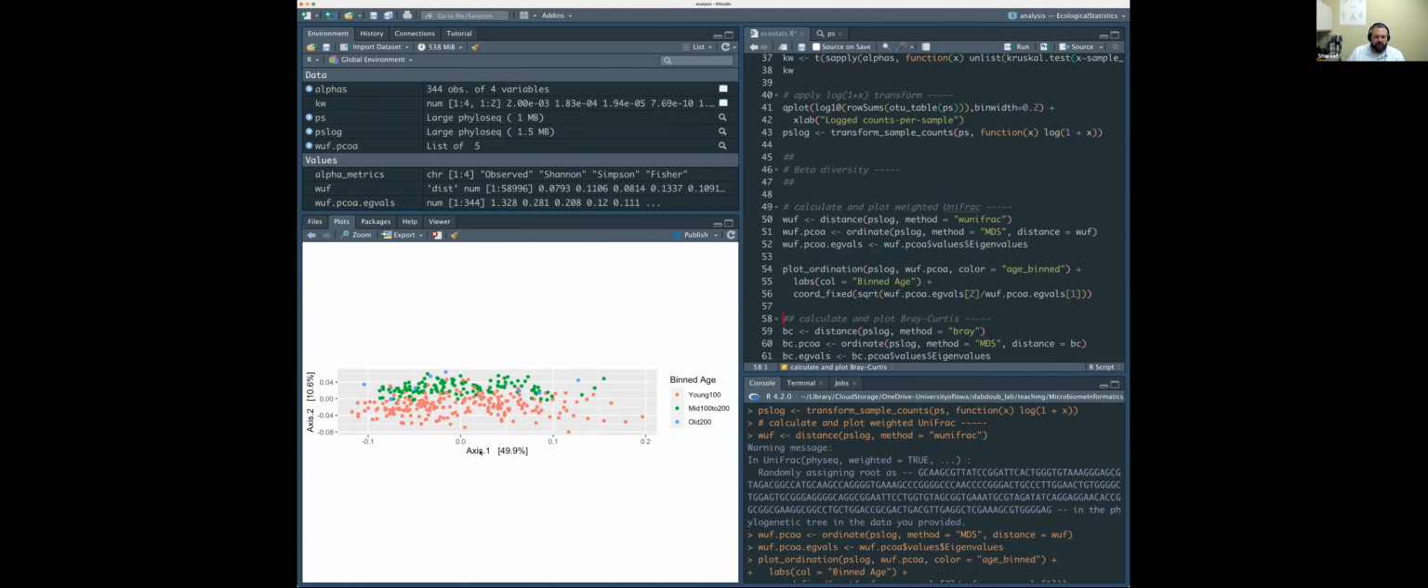But you can see here that the ordination plots that phyloseq gives us have axes that are actually scaled to match the variation captured by that axis. So it just gives us an additional little visual indicator of the importance of each of the axes.